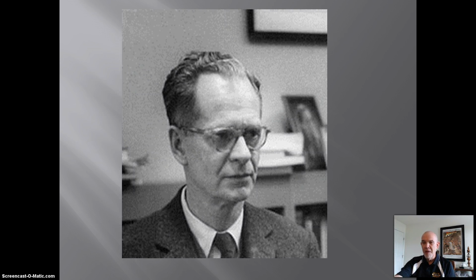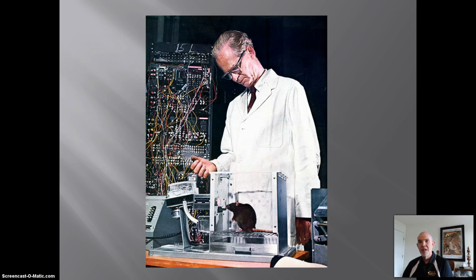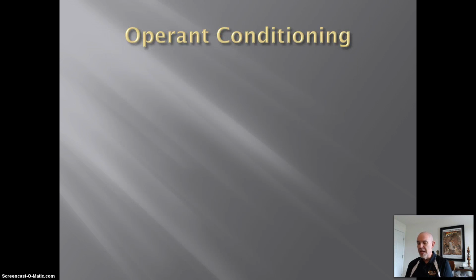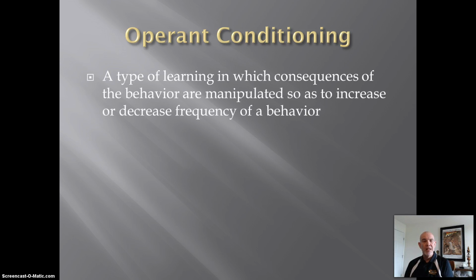B.F. Skinner is to operant conditioning as Ivan Pavlov is to classical conditioning. Skinner demonstrated the principles of operant conditioning through laboratory research on animals including rats and pigeons. It was his contention that operant conditioning could also help us understand a great deal about human behavior. We will define operant conditioning as a type of learning in which the consequences of a behavior are manipulated so as to increase or decrease the frequency of behavior in the future.